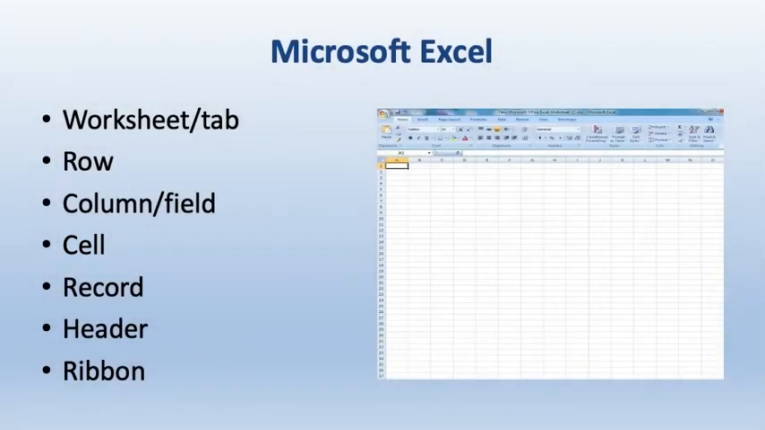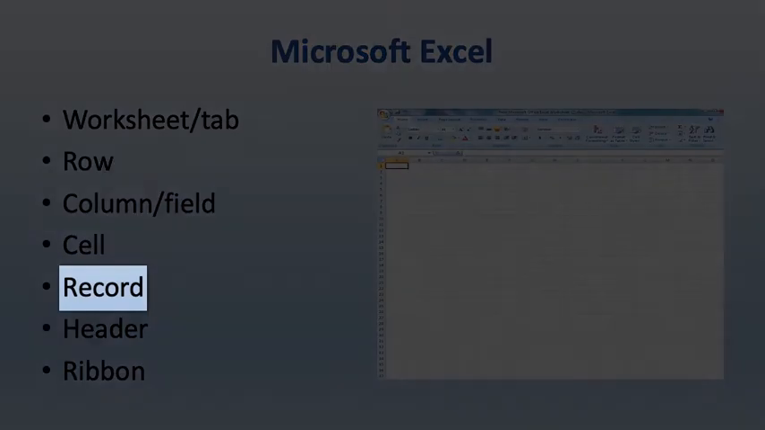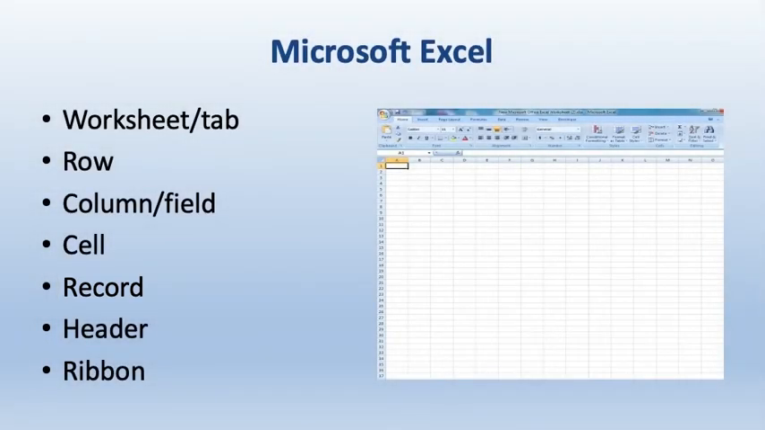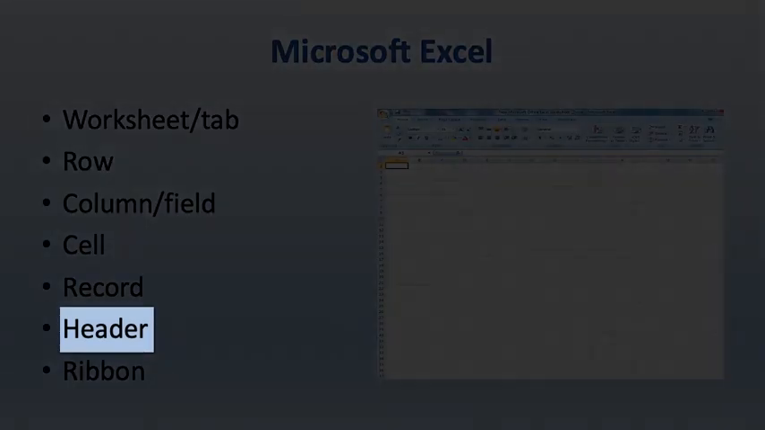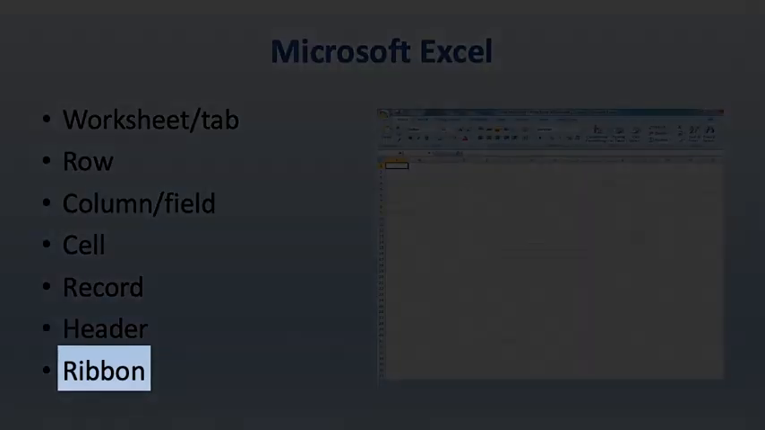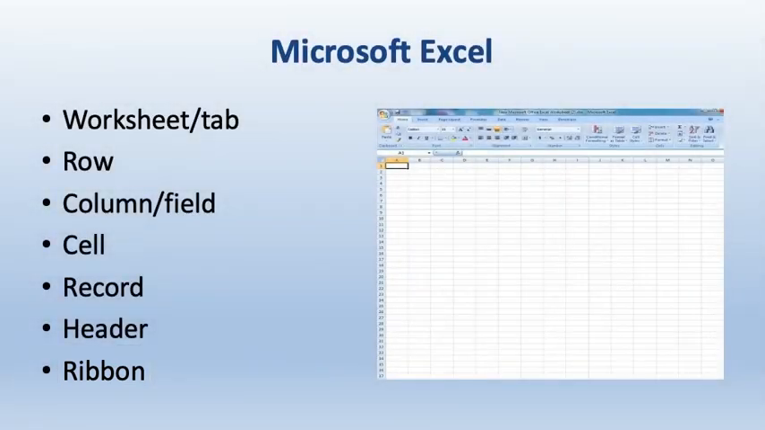Cell, A1, B4, P14. They're the cells. Records are another name for rows. So I may ask you, how many records does this Excel document have? In other words, how many rows does it have? Header, or column name, and ribbon. That's the bar up top that allows you to insert data or view it or look at the different types of format. And that's the ribbon up top, the blue ribbon.